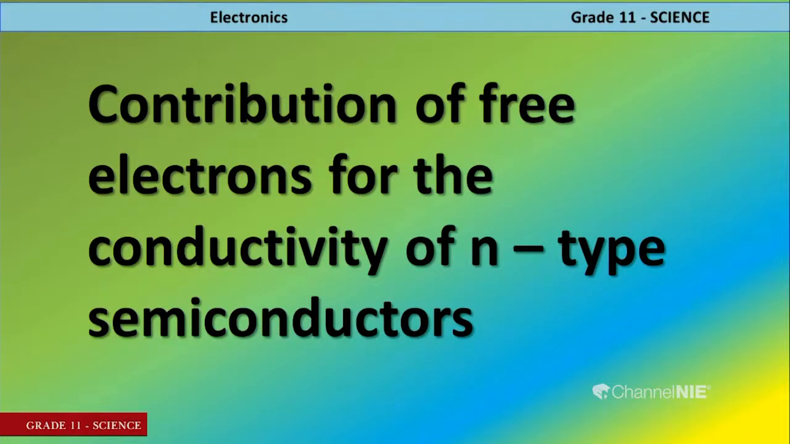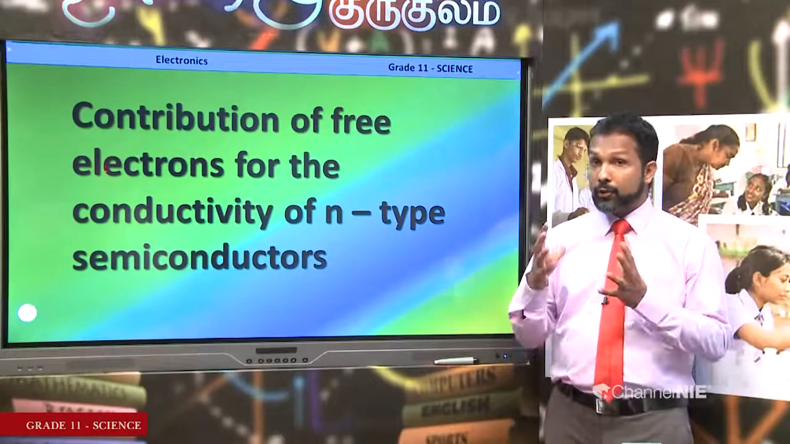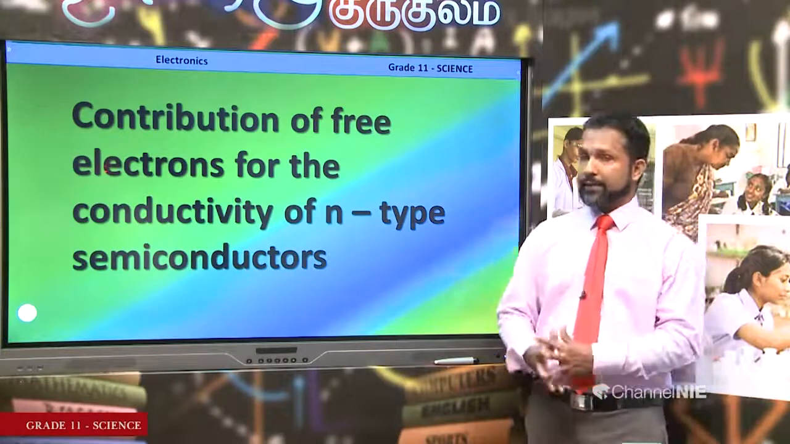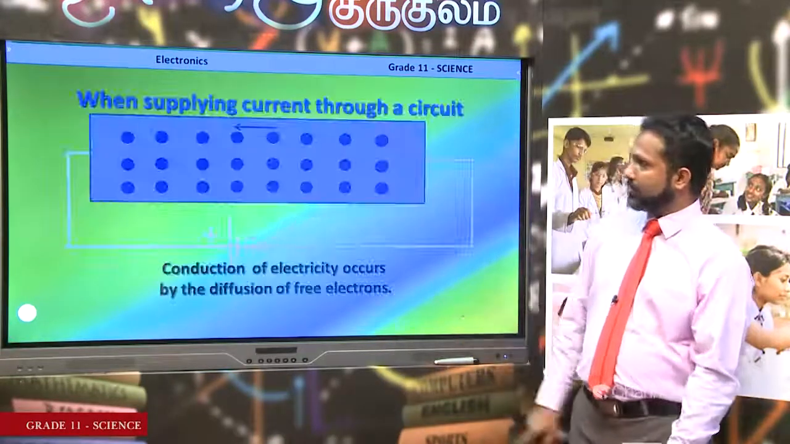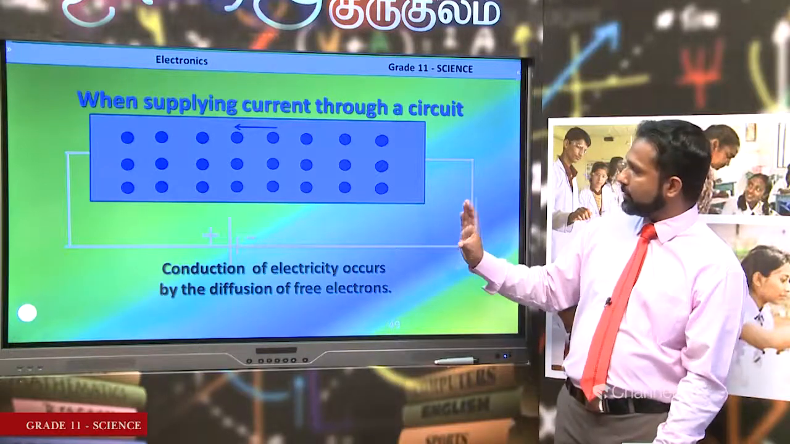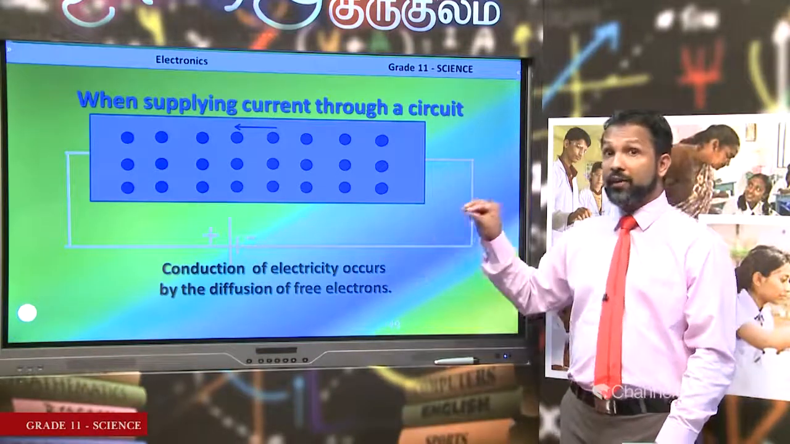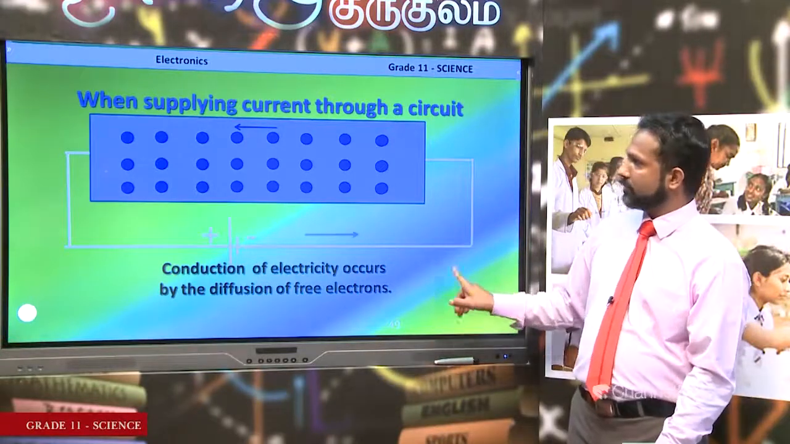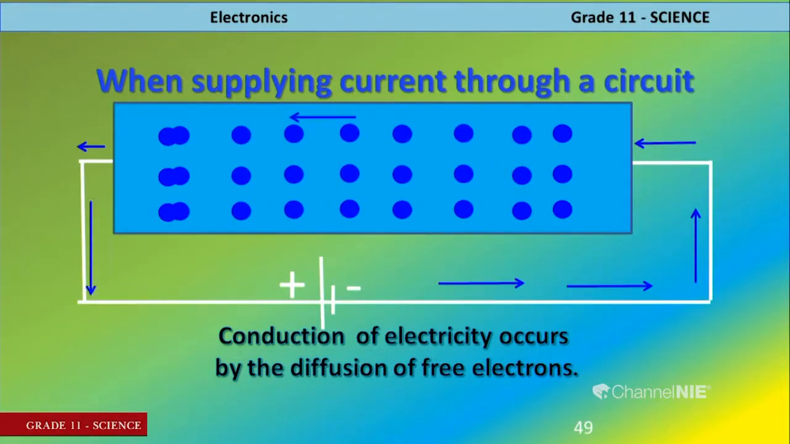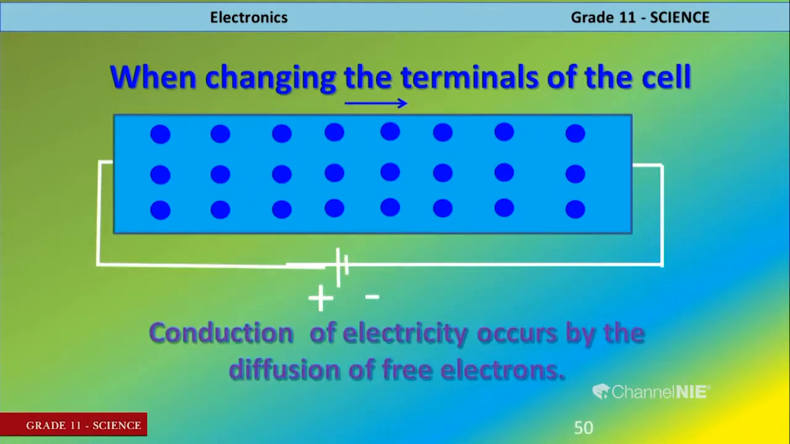Here, the contribution of free electrons for the conductivity of n-type semiconductors. Earlier we learned about the contribution of holes for the conductivity of p-type semiconductors. Then the contribution of free electrons for the conductivity of n-type semiconductors. You can see when supplying a current through a circuit externally, conduction of electricity occurs by the diffusion of free electrons. Here free electrons diffuse from the negative terminal to the right, like this. The arrowhead represents the diffusion of free electrons. So when changing the terminals of the cell, conduction of electricity occurs by the diffusion of free electrons.